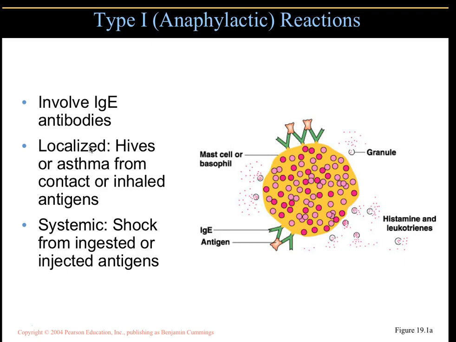If you have an allergy that expresses as hives, it could be something that you put on your skin. It could be clothing. Many people are allergic to wool. And that means that the mast cells beneath the skin are going to release histamine, and this causes the hives. So it really depends on whether it becomes localized or systemic. So localized hives or asthma from contact or inhaled allergens, systemic shock from ingested or injected antigens.